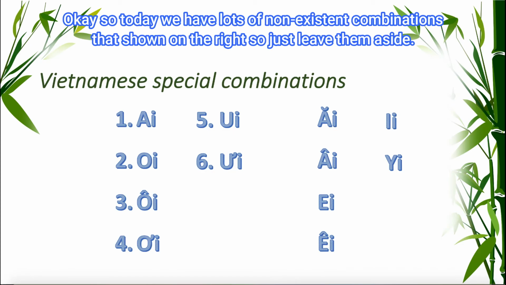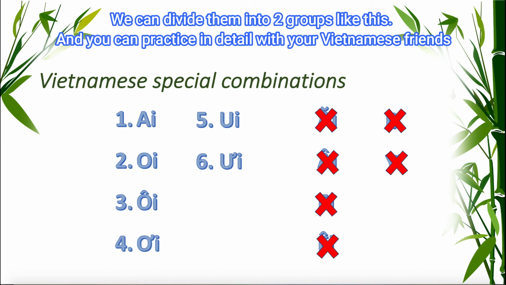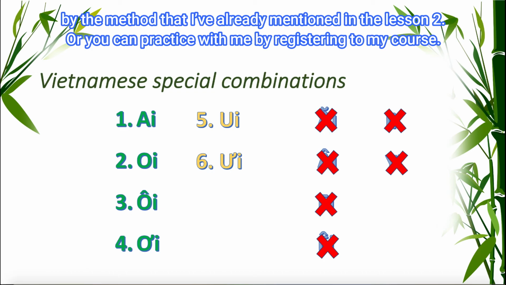Okay, so today we have lots of non-existent combinations that show on the right, so just leave them aside. We have only 6 combinations on the left. And how to practice the pronunciation of these combinations? We can divide them into 2 groups like this. And you can practice in detail with your Vietnamese friends by the method that I already mentioned in lesson 2, or you can practice with me by registering to my course.